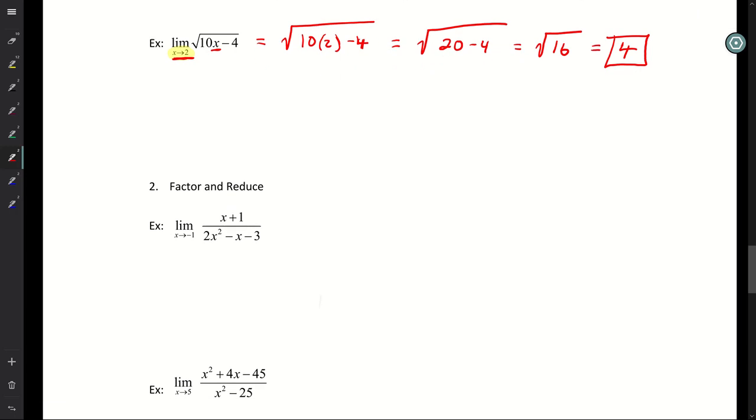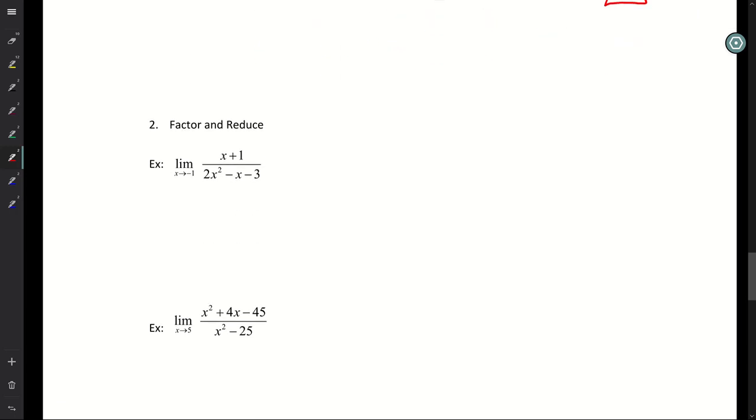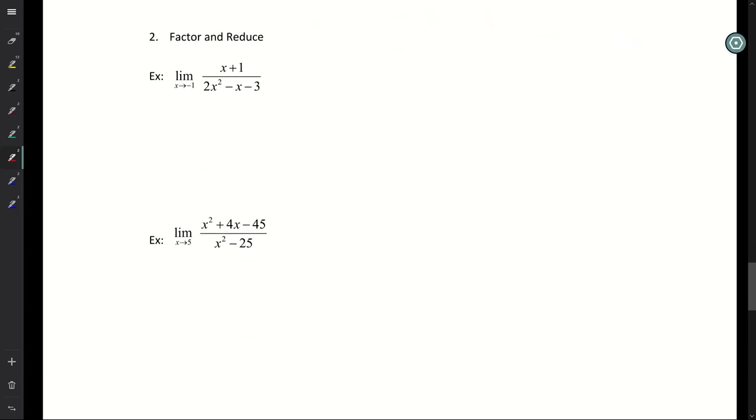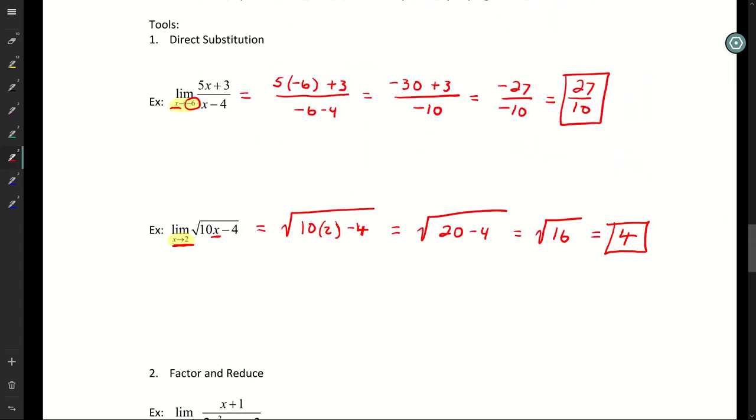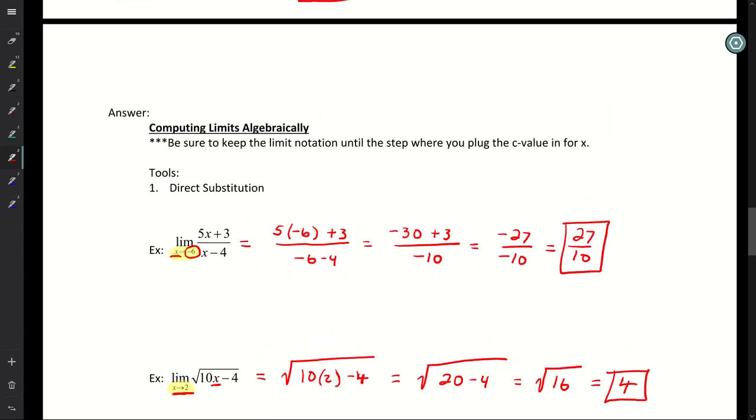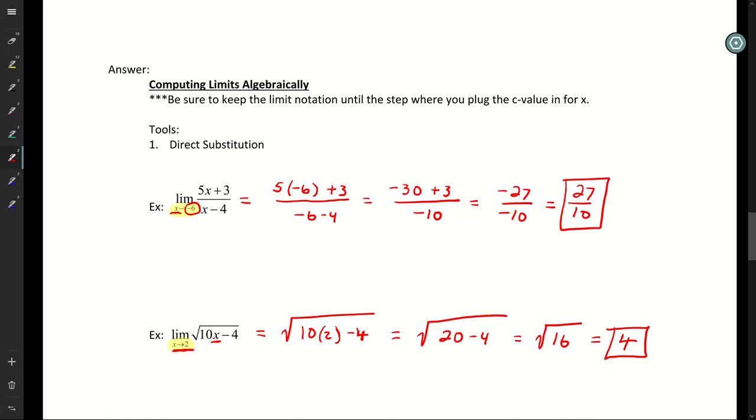All right. Next thing is we're going to look at factoring and reducing. A lot of times when you have rational functions, we have problems. Not always, but sometimes. So like we looked up here at this rational function, we didn't have any problems on this one because we were going x approaches -6. That wasn't an issue. However, if we had done x approached 4, that would be an issue.